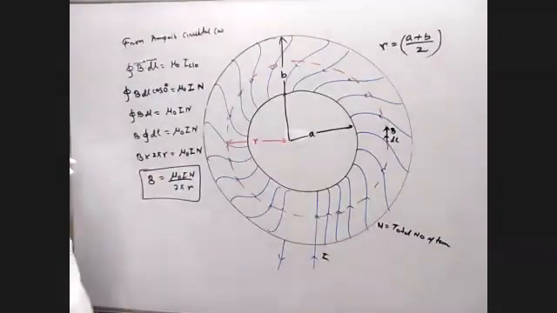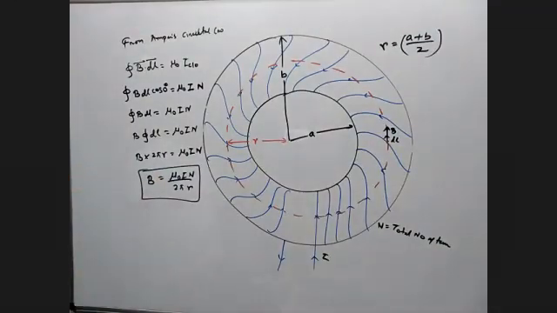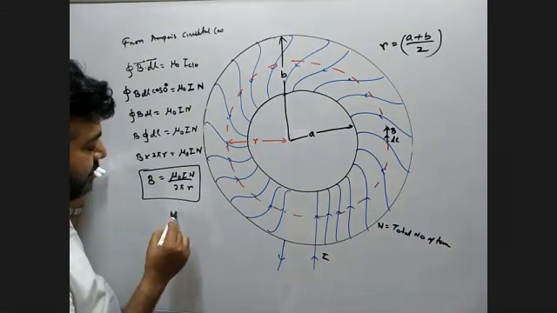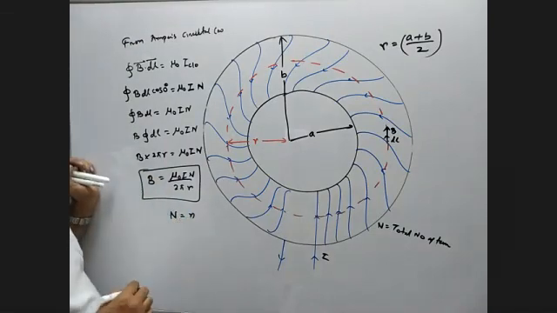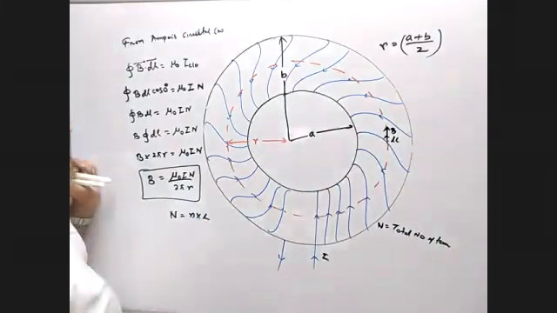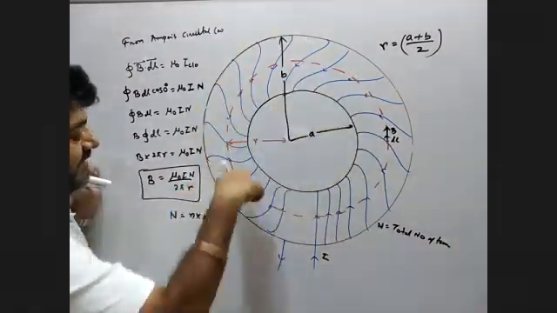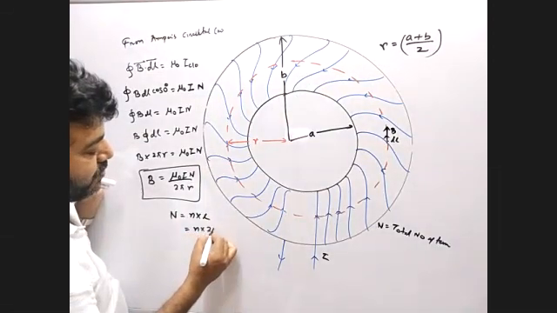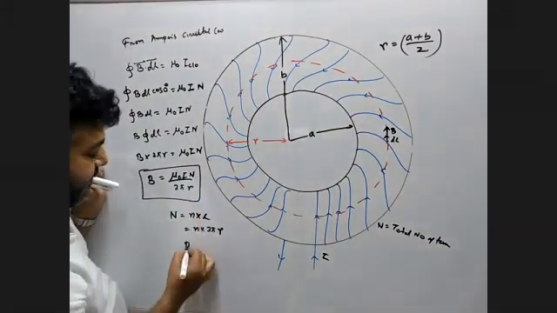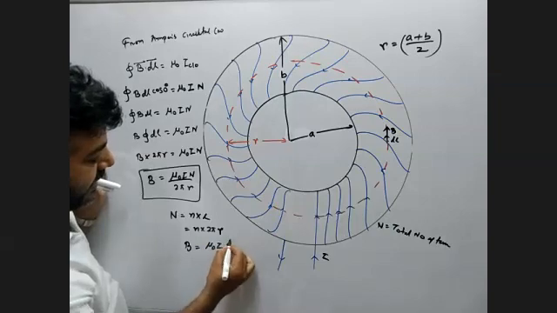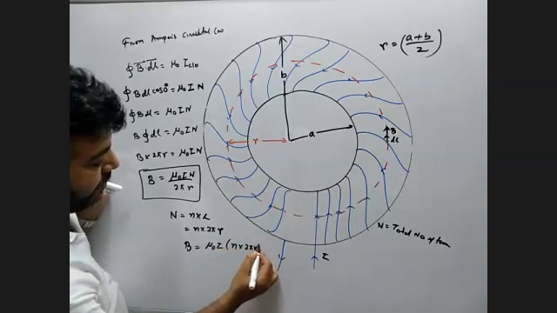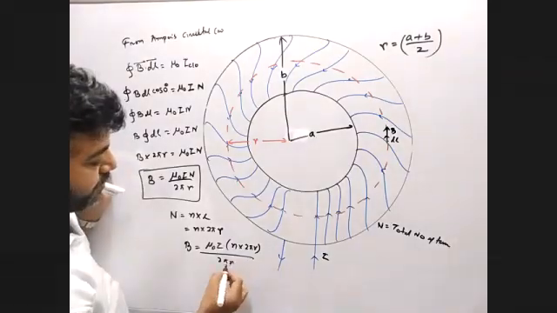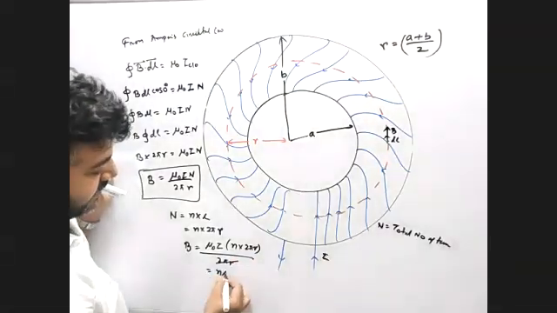Sometimes the question says: prove that the magnetic field inside the toroid is n mu naught I. So how do you prove that? It's very simple. Total number of turns we can suppose is number of turns per unit length into length. And this length is the circumference, so we can write 2 pi r. If we put it here, mu naught I n into 2 pi r by 2 pi r, the 2 pi r cancels, n mu naught I.